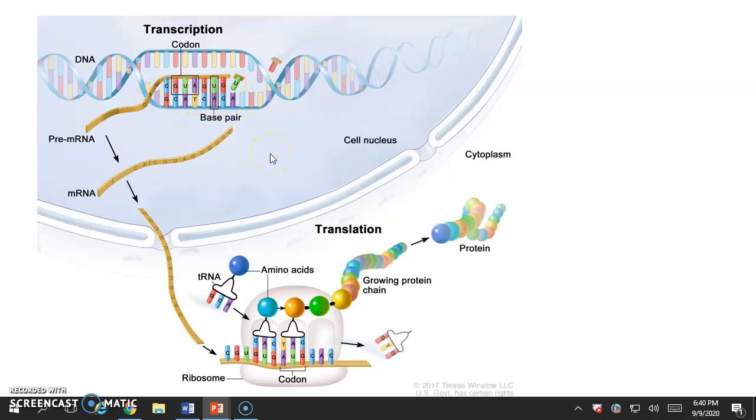All right, so after that happened, that's the first step. Then we had another enzyme, which unfortunately they don't show on here.